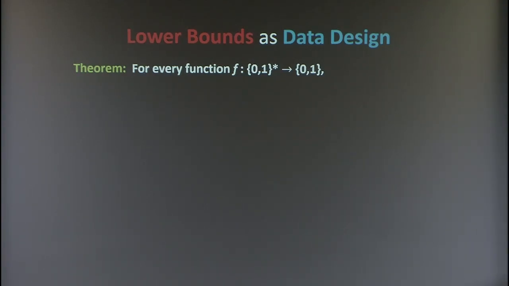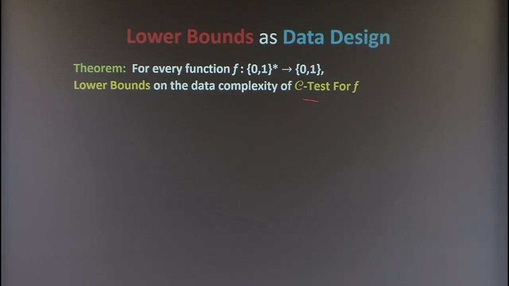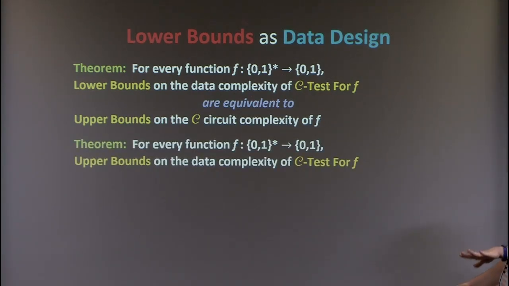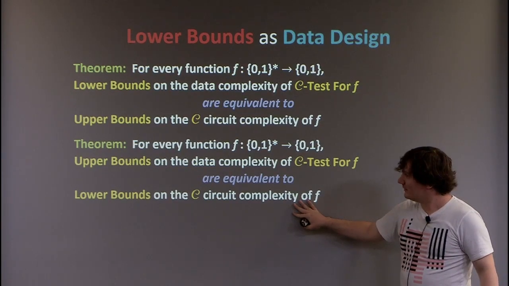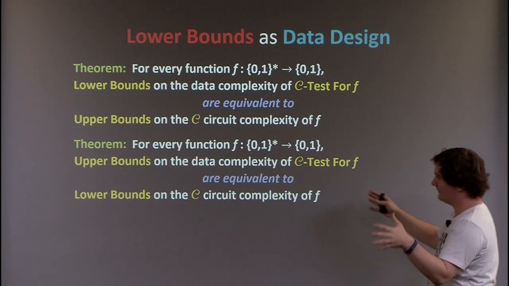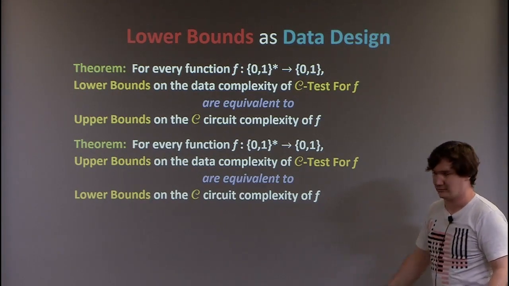So here's an informal statement of the theorem we can prove. For every function, lower bounds on the data complexity of testing for that function, for any given circuit class, are equivalent to upper bounds on the circuit complexity of the function. So if you show that you need at least so much data, as a function of the circuit size, to test it, you have given an upper bound on the circuit complexity. And to restate that for maximum emphasis, upper bounds on data complexity are equivalent to lower bounds in circuit complexity. So if you want to prove lower bounds, you just have to give nice data test sets. Just show there is a data test set that is not too large. It's something constructive you could lay out and potentially verify, and that would give you a lower bound.